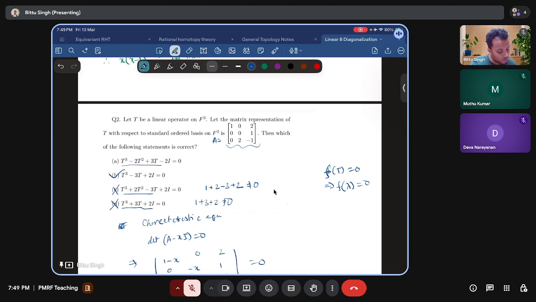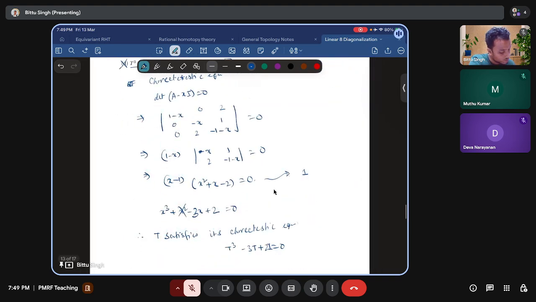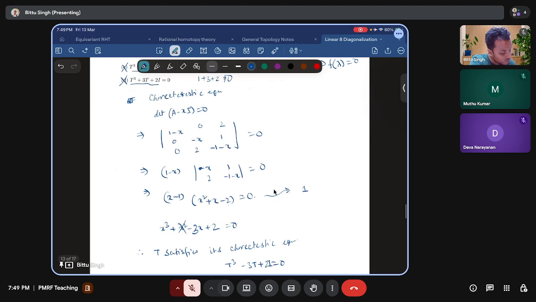Here, if we replace T by 1, what we get is 1 minus 2 plus 3 minus 2. So in this case, it is 0. But what about the other eigenvalues? There are several other eigenvalues. If we solve this, then we will get 1 is an eigenvalue and minus 2 is another eigenvalue, right?